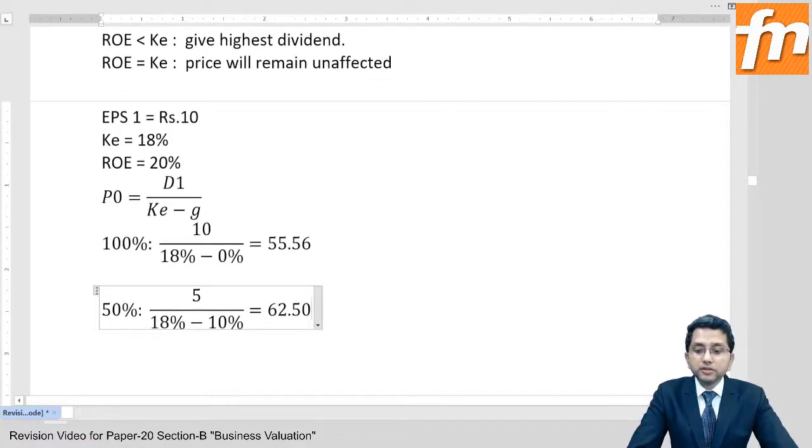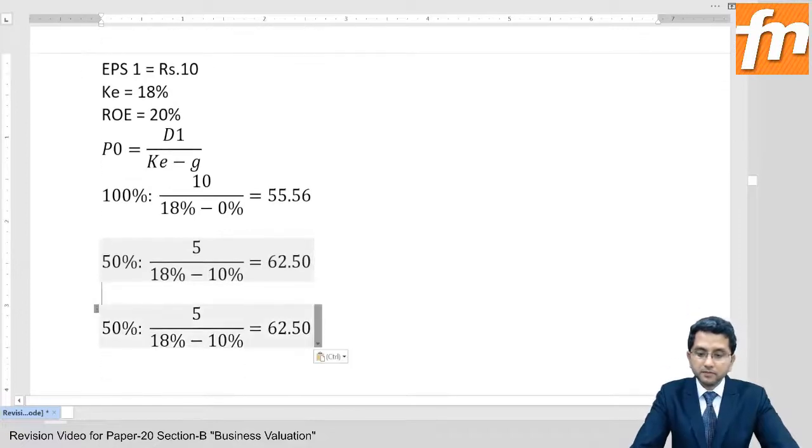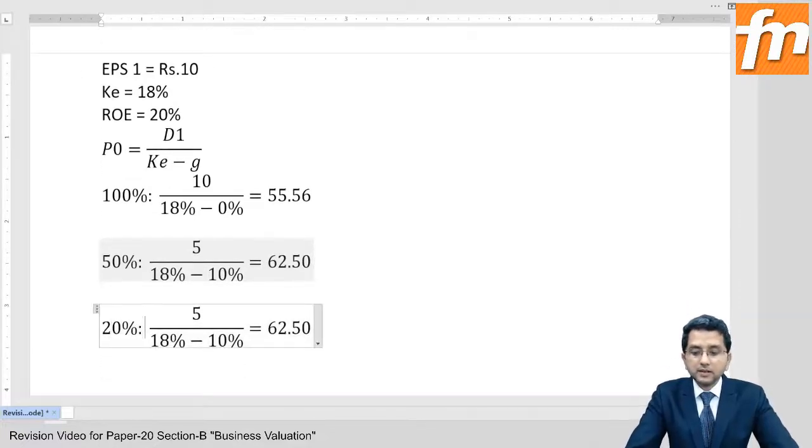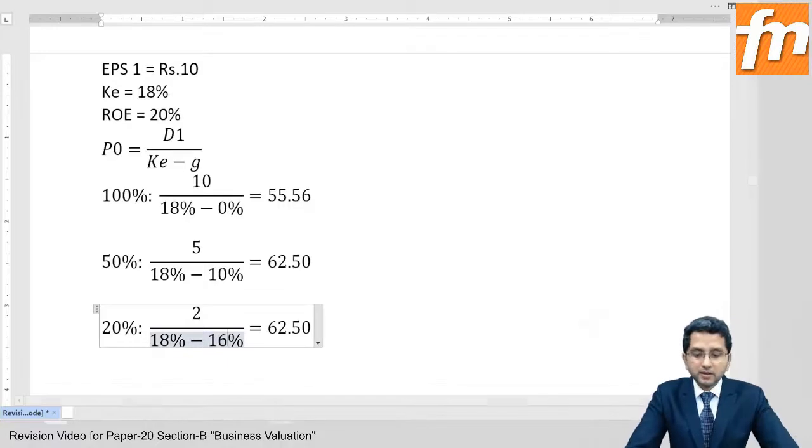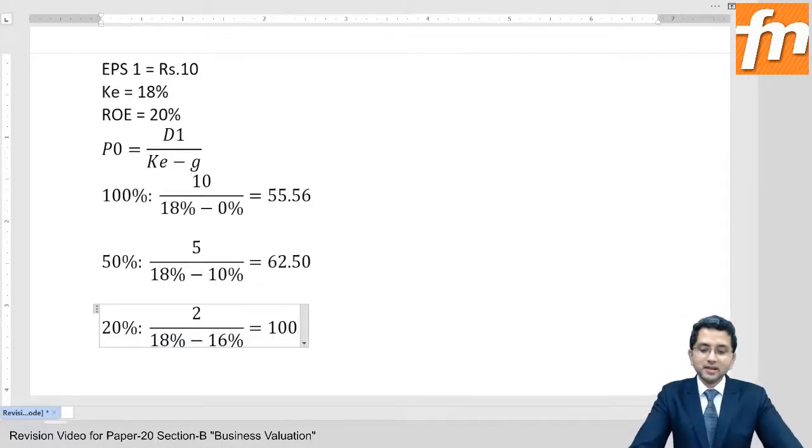If I reduce it further, say to, just a minute, 20%. In that case, 20% means 2 rupees and 80% will be retained. So 20% into 80% retention ratio will give me 16%. Now 2 rupees divided by 2%, this will give you 100 rupees, right?